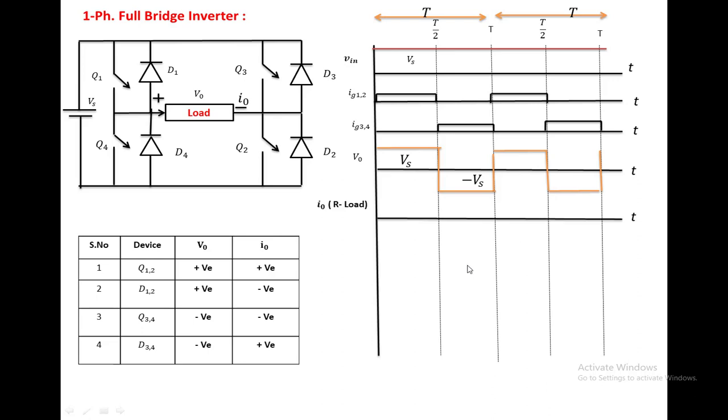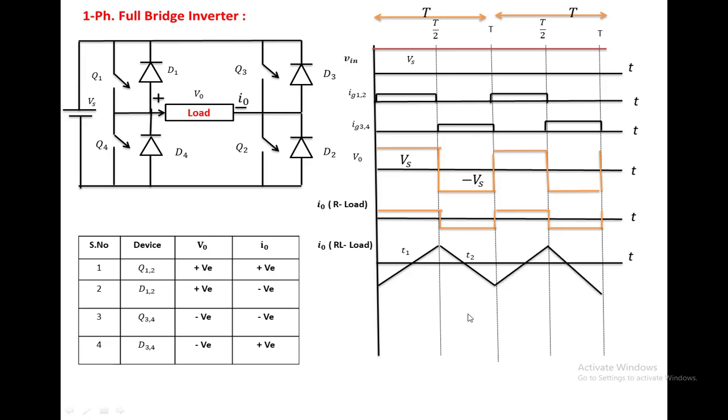For the resistive load, the current is in phase with the voltage, same waveform, but the magnitude will be lesser. For the RL load, current lags the voltage, but it is a triangular waveform. From 0 to T1, D1, D2 is conducting. T1 to T by 2, Q1, Q2 is conducting. In this duration, T by 2 to T2, D3, D4 is conducting. Again in this interval, Q3, Q4 is conducting. The same thing for the remaining cycles.